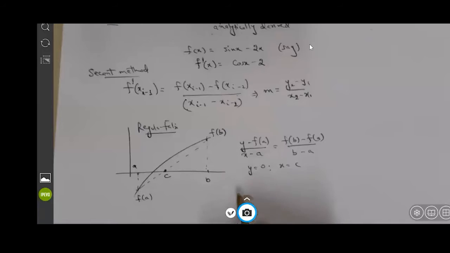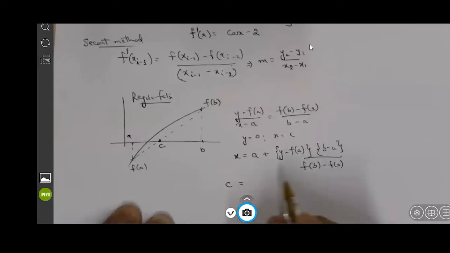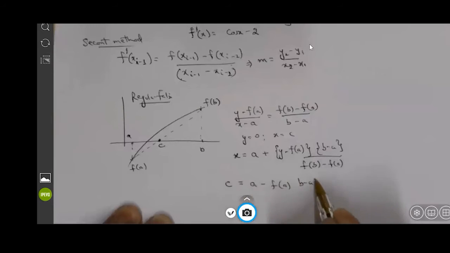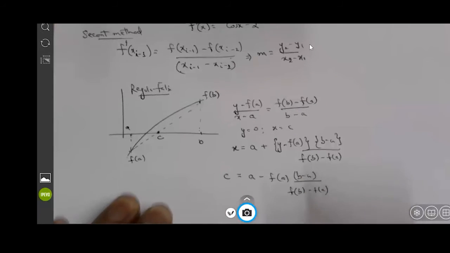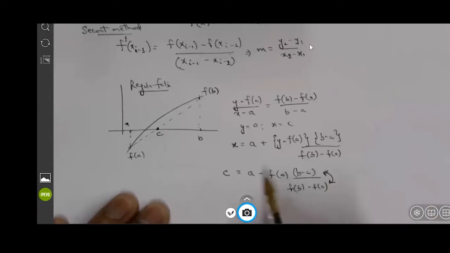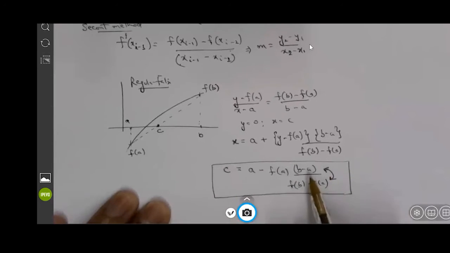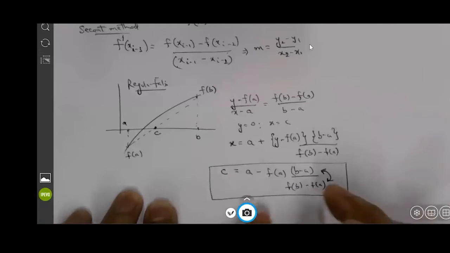If you solve for that, you basically get x equals a plus (y minus f(a)) times (b minus a) divided by (f(b) minus f(a)). When you substitute x as c and y as 0, you get c equals a minus f(a) times (b minus a) divided by (f(b) minus f(a)). When we were doing this derivation, somehow this ratio was reversed in the class notes. Khoi pointed that out to me, so please correct that in your notes. Thank you, Khoi, for bringing that to my attention. So the point c should be a minus f(a) times (b minus a) divided by (f(b) minus f(a)). This was basically reversed.